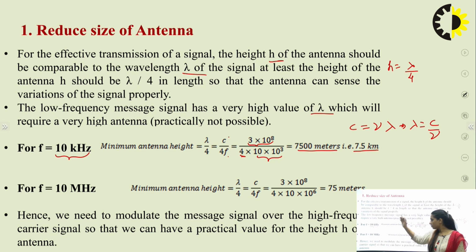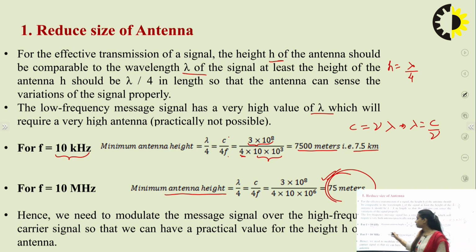Now let's forget audio signal. We want to communicate in high frequency, 10 megahertz. What happens in case of 10 megahertz? When we are communicating at 10 megahertz, that is a very high frequency, the antenna height can be reduced to 75 meters, which is practical. We can install an antenna which is 75 meters tall.